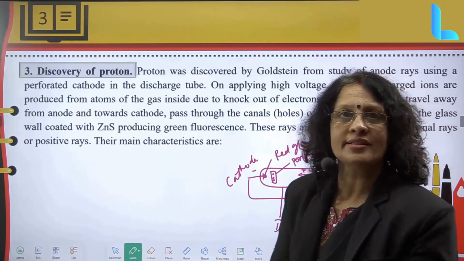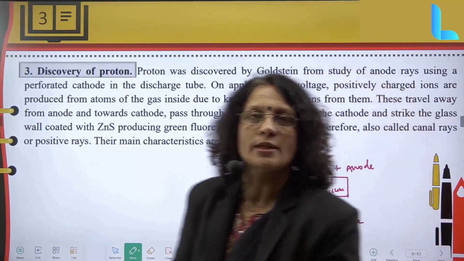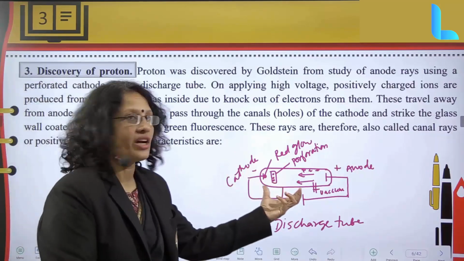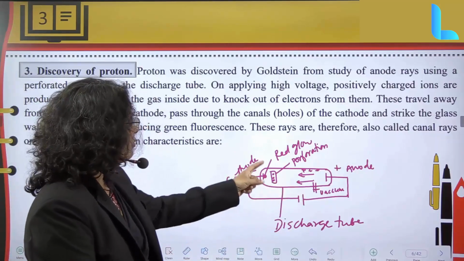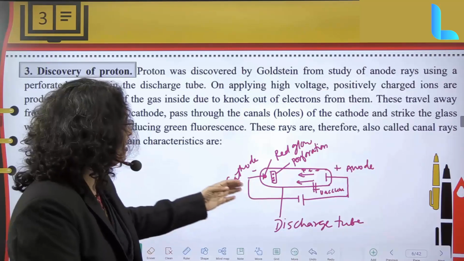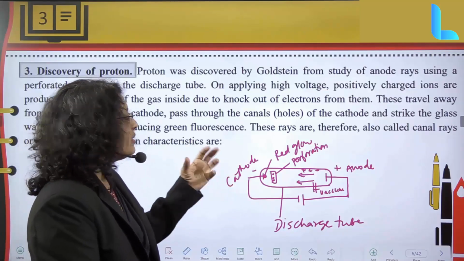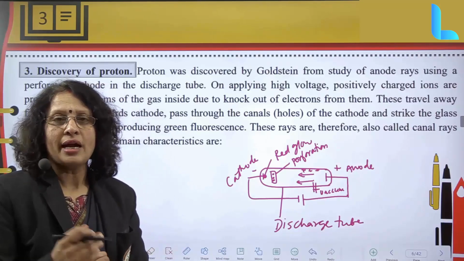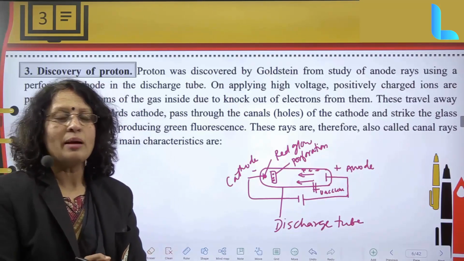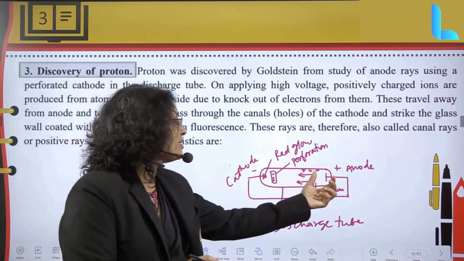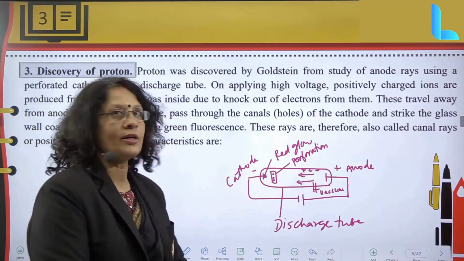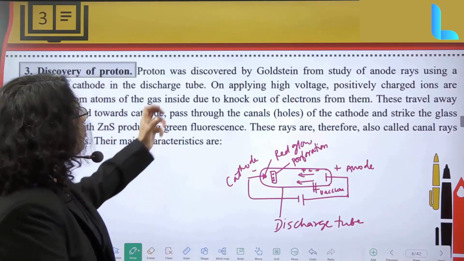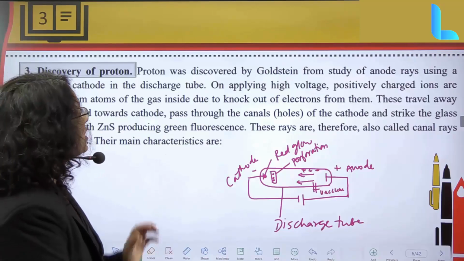Now next is the discovery of the proton, which is positively charged and stays in the nucleus. How was the discovery done? Here also a discharge tube has been taken, and a perforated cathode has been taken. Whenever a light gas like hydrogen is passed through it with a specific voltage, the positively charged particles are emitted from the anode and get attracted towards the negative plate. So the proton was discovered by Goldstein from the study of anode rays.